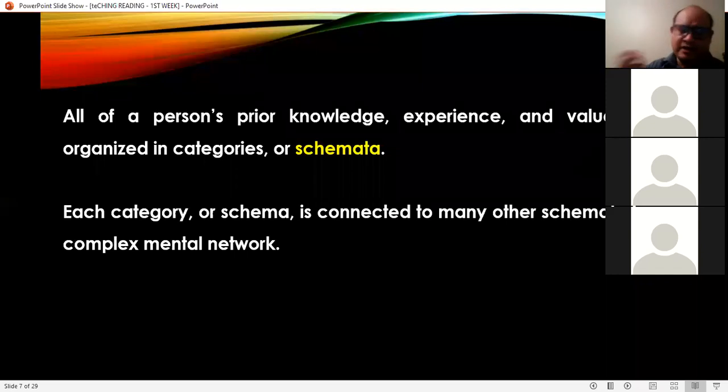Each category or schema, as I told you, is connected to many other schemata in a complex mental network. That's why one of your partners says it's a brain process, not a cognitive process, because we are going to connect all the different schemas to any other schemata, and we are going to have a complex mental network, all right? Network is the connections, no? The connections that we have in our mind, in our brain. So we are going to activate this, and we are going to compare it to the information given in the test, okay?